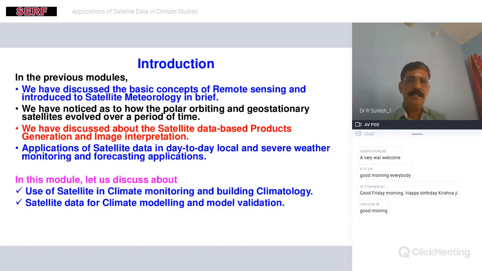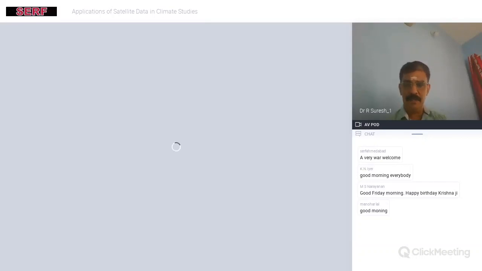Yesterday, in the fourth module, we saw the day-to-day application of satellite data in local weather and severe weather forecasting, including cyclone track and cyclone forecasting. In today's talk, we are switching over to a new dimension. This is on a long-term basis, though it will be applicable on a day-to-day basis also. But basically, climate means a bigger system. So how the satellite data and the satellite will be useful for climate monitoring and climatology. In addition, how the satellite data will be used to validate the model, whether it is a numerical model or a climate model.